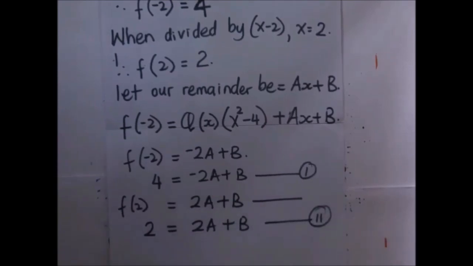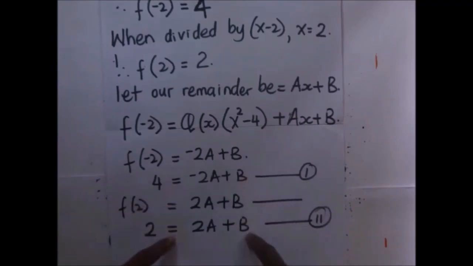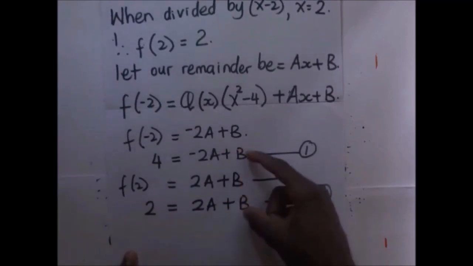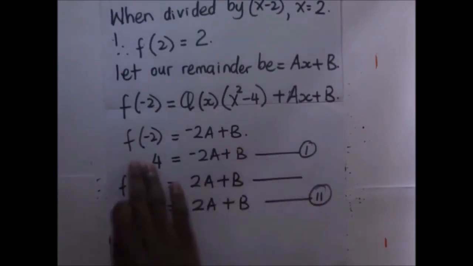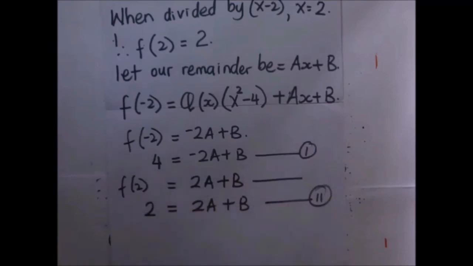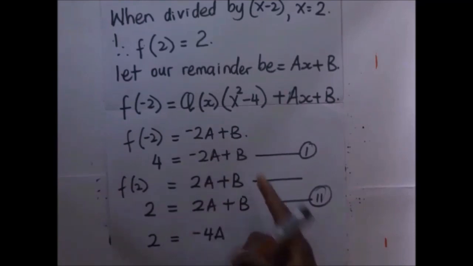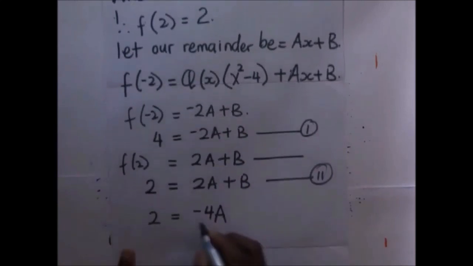After getting our equation 2, for us to get the values of a and b, we solve these two equations simultaneously. So how do we solve these two? We simply eliminate b. It's easy to eliminate. Subtract this minus that. So 4 minus 2 is 2, and negative 2a minus 2a is negative 4a. And then b minus b is 0. So we've eliminated b. So we divide both sides here by negative 4.